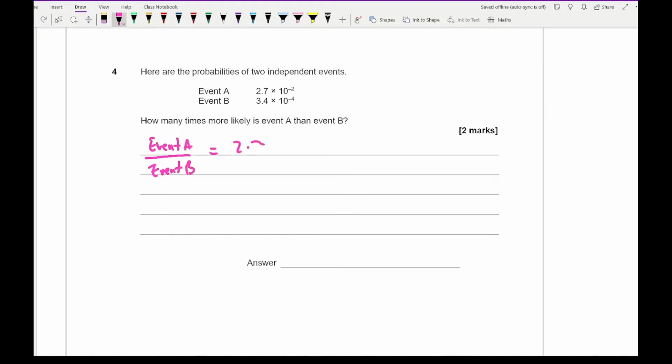So that's going to be 2.7 times 10 to the power of minus 2, all divided by 3.4 times 10 to the power of minus 4. Now, if I enter that into my calculator, either as a fraction or using the division symbol, I should end up with 79.41 and so on.